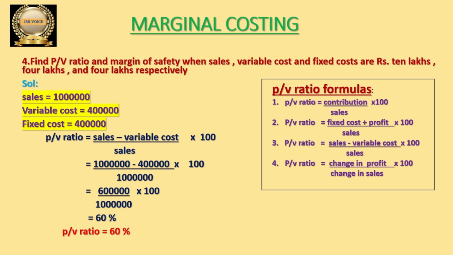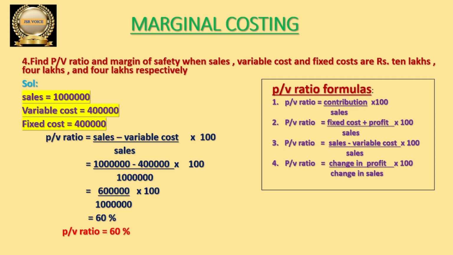And let us see the solution. In the solution first I have taken all the three values. Sales 10 lakhs, variable cost 4 lakhs, fixed cost 4 lakhs. This is the information available in the question. And here they are asking PV ratio first. Next margin of safety. Let us find out PV ratio. So there are four formulas for PV ratio. I explained in the previous video. You can go through that. And here in the right side one box I have given PV ratio formulas. There are four formulas in PV ratio. And which is suitable that will be taken here. So sales, variable cost, fixed cost. Three items are given. You can see PV ratio formulas.